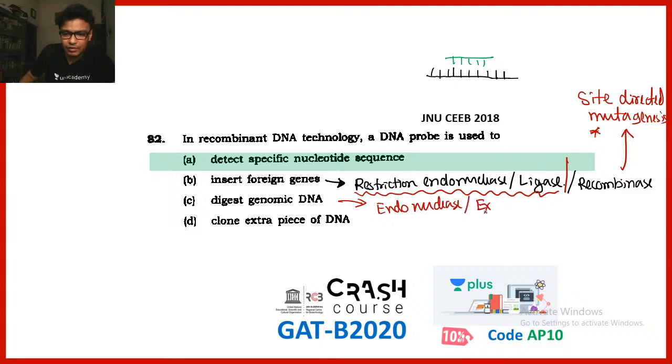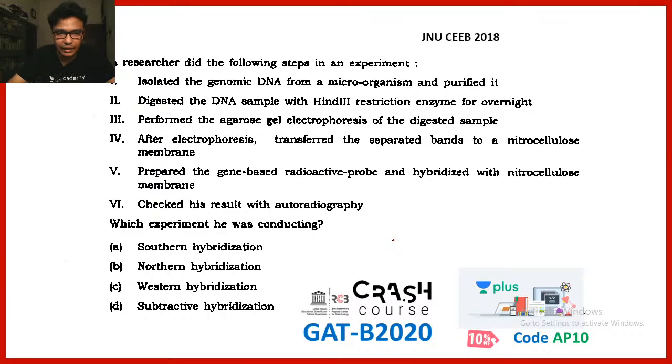Digestion of the DNA, obviously you digest it with either endonuclease or exonuclease as well, and cloning an extra piece of DNA, right? Cloning, right? So you can PCR amplify, you can put it in the bacteria, you can amplify all of these things. So everybody, this part is clear, right?